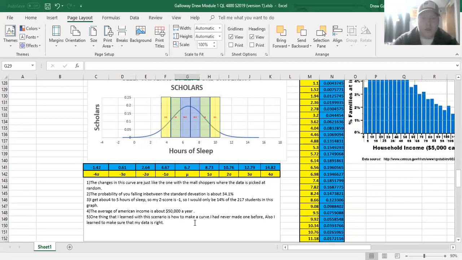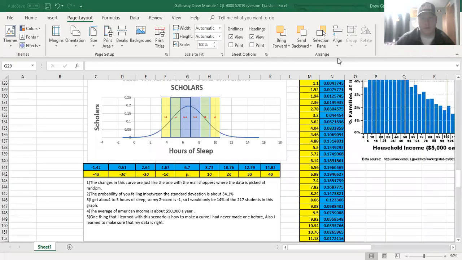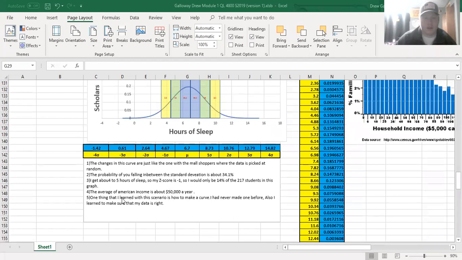The average of America income is about $50,000 a year. And the average American income is about $50,000 a year.